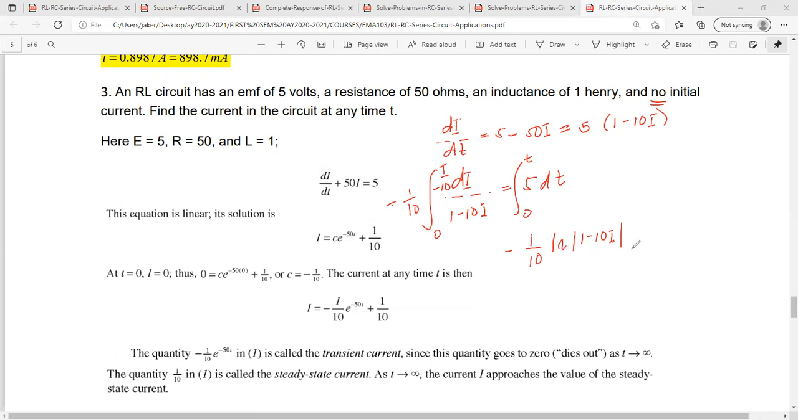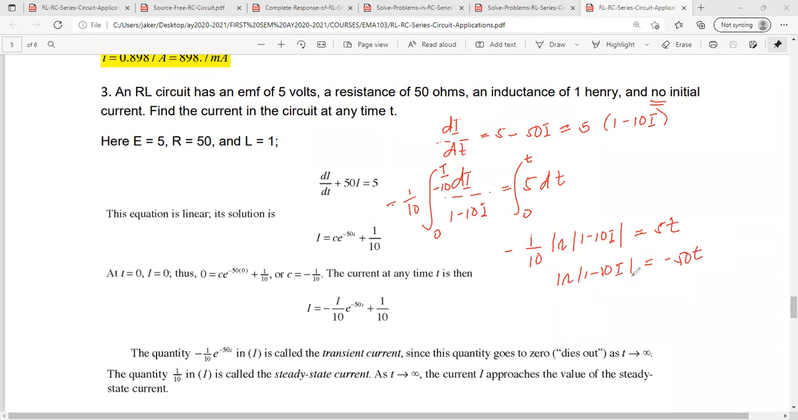So that's what we have now. On the right side, if you substitute the 0 and t limits, then that would simply be 5t. Now, if you simplify, you can transfer the 10 here by cross multiplication, and you have an ln of 1 minus 10i, and you have here negative 50t.